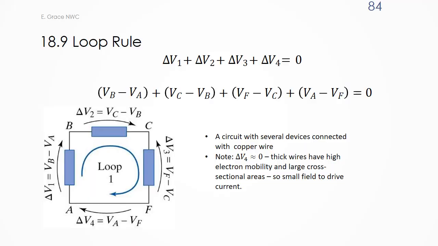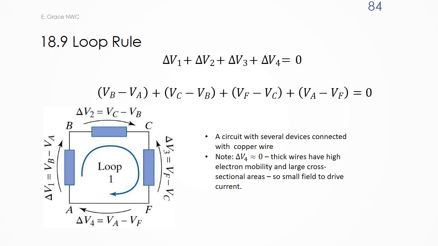All right, moving on to the loop rule. Now, we've been talking about it. Here are the equations in detail. So you'd have delta V1 plus delta V2 plus delta V3 plus delta V4 is equal to 0. In this case, it would be from A to B, B to C, C to F, F to A.